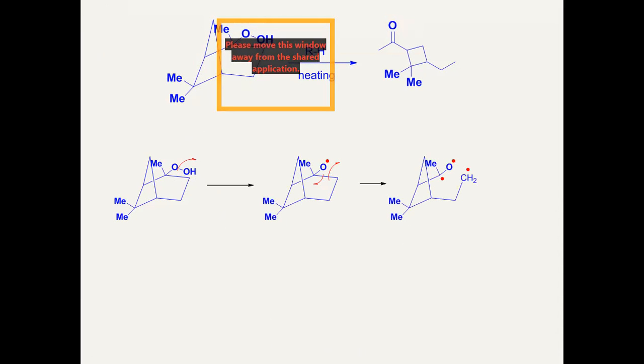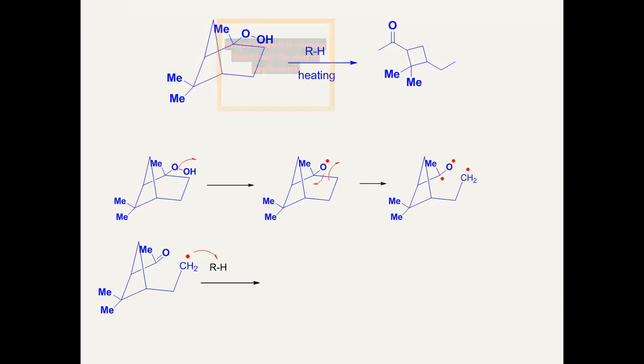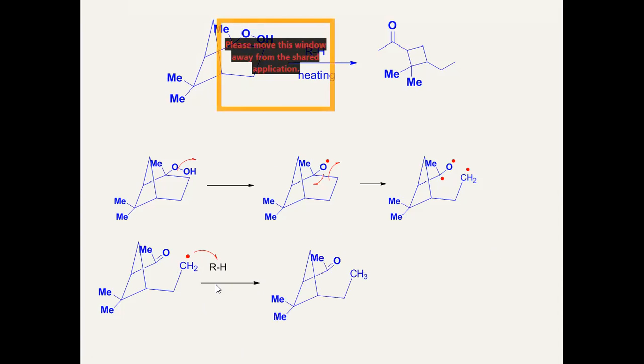And after this, there is a formation of this double bond, the carbonyl. This CH2 extracts hydrogen from the solvent, so that it becomes CH3, and this is nothing but equal to like this, and this one is the same. You see, this one is the same.